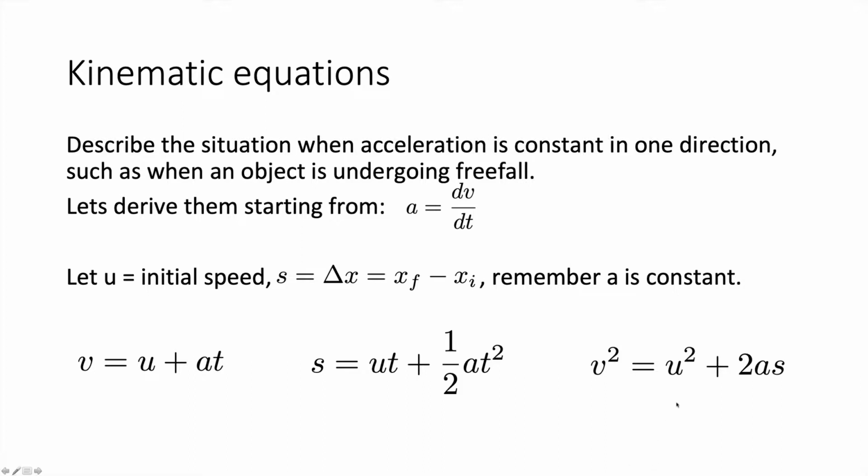We're going to start from our expression a is equal to dv dt. We'll let u stand for the initial speed, the initial velocity. So this is v at t equals 0. We'll let s equal the displacement, so the final position minus the initial position. And we'll need to remember that a is constant. So these are the kinematic equations, and let's derive them now.